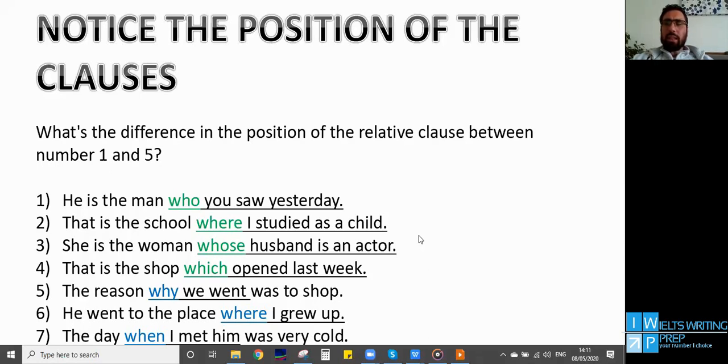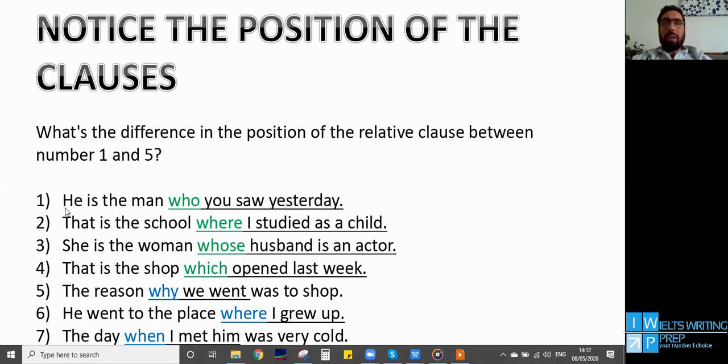Some of you are saying we have 2 clauses. Yes, we have 2 clauses. He is the man who you saw yesterday is another clause. And in number 5, we have 2 clauses as well. Why we went is one clause. The reason was to shop is another clause. So we have 2 clauses there, but I was asking about the position.